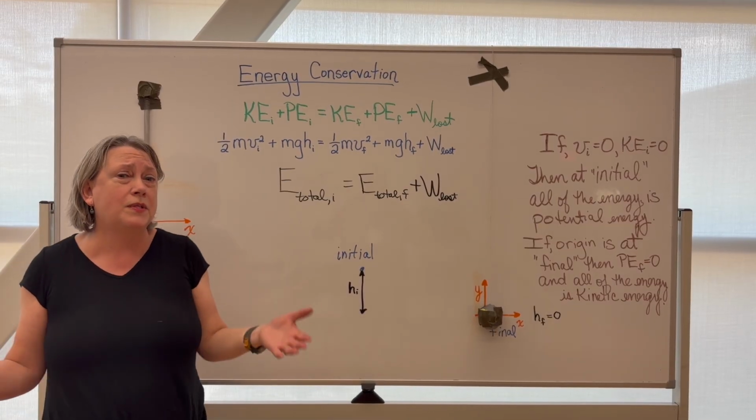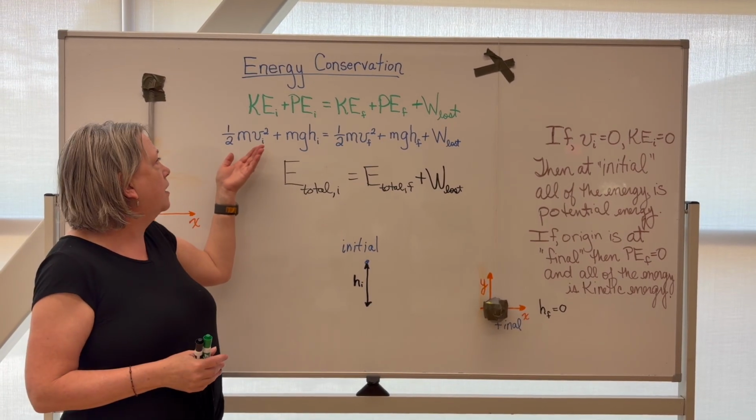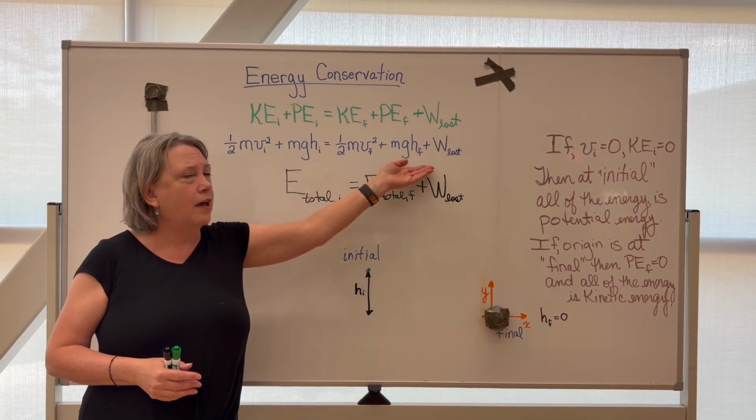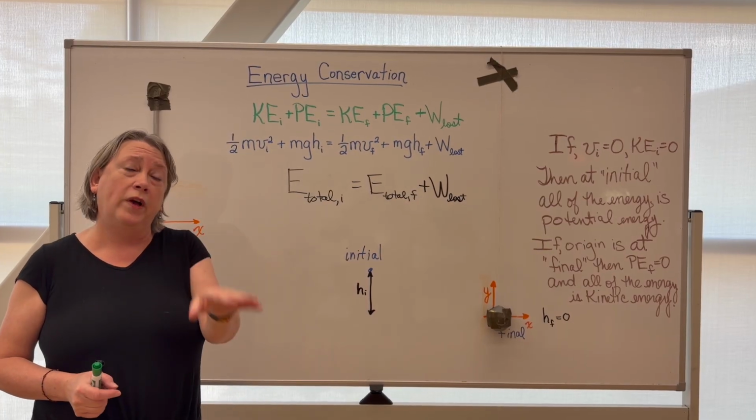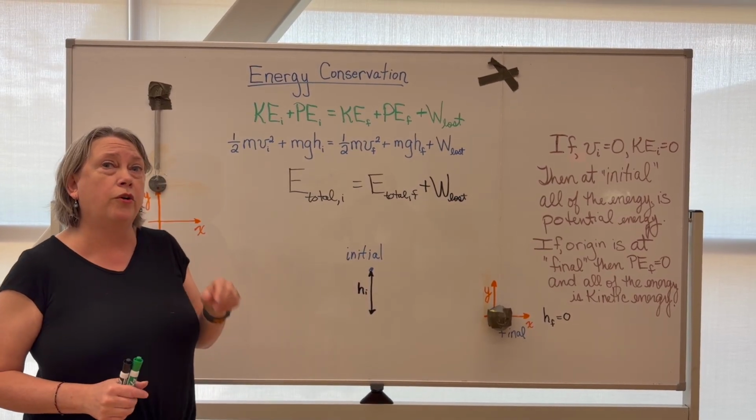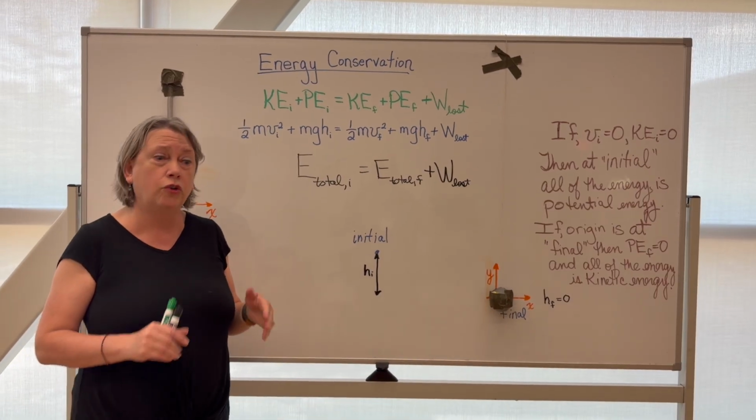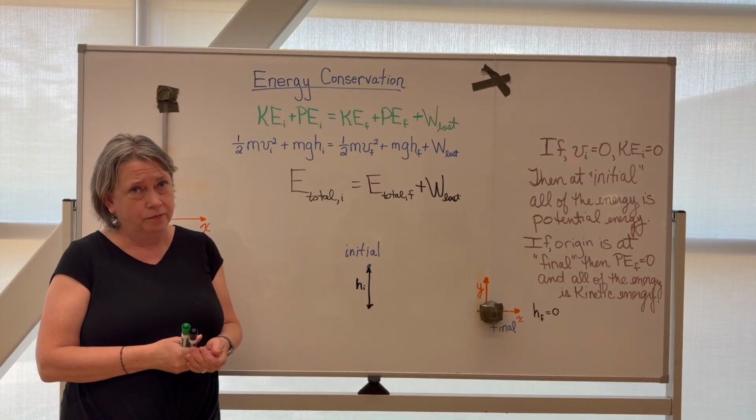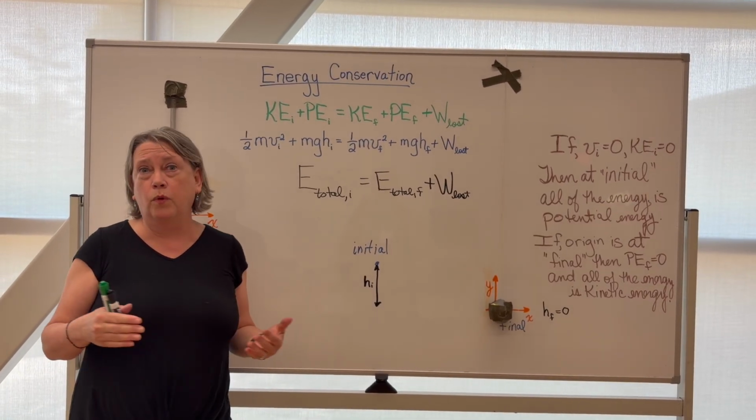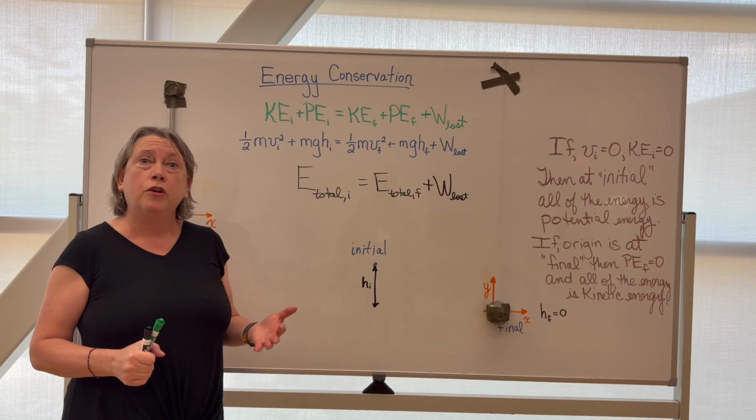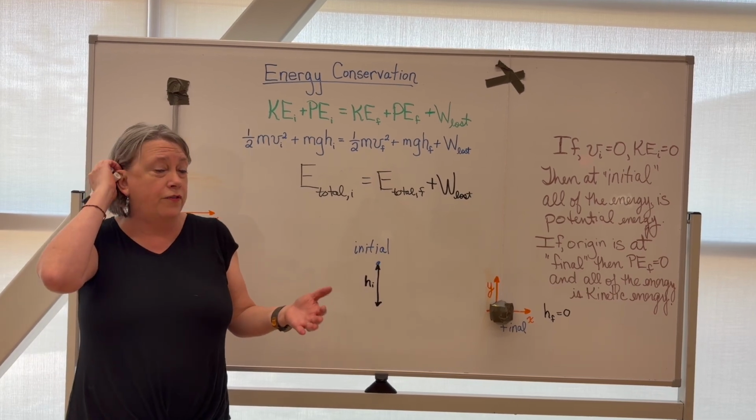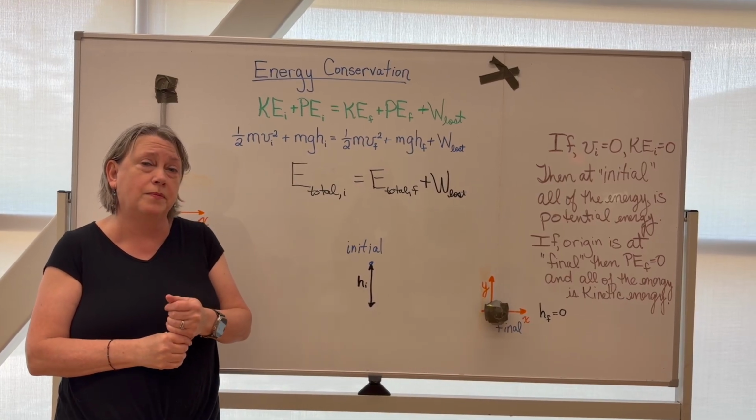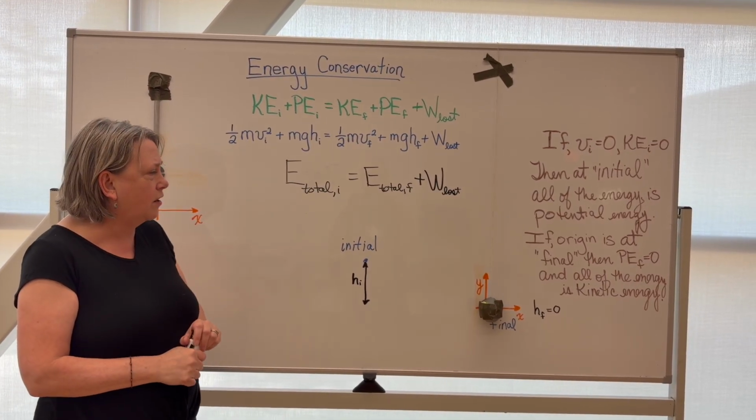Now I've written the most simple version that we can here, one kinetic and one potential. You will encounter situations where you have more than one potential. You could have gravity and a spring at play. You could have more than one object, and so if the two objects are moving, you would have two kinetic energy terms. But we'll look at those problems in detail later.